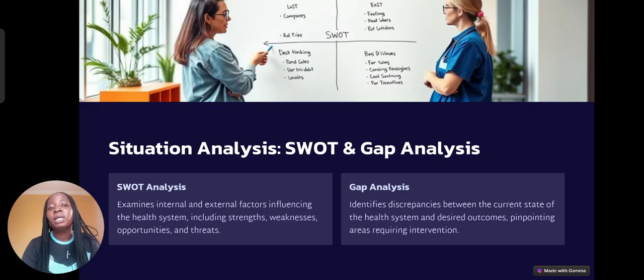Now, when it comes to planning, you first want to do a situation analysis to find out what is going on before you actually carry out any program or implement anything. And we can do that through the SWOT and gap analysis. Now, SWOT analysis examines internal and external factors influencing the system. SWOT means the strengths, the weaknesses, the opportunities and threats already existing that the community has. Then gap analysis identifies discrepancies between the current state of the health system and the desired outcomes. What is the gap and how to close the gap? Pinpointing areas that require intervention, of course, to close this gap.